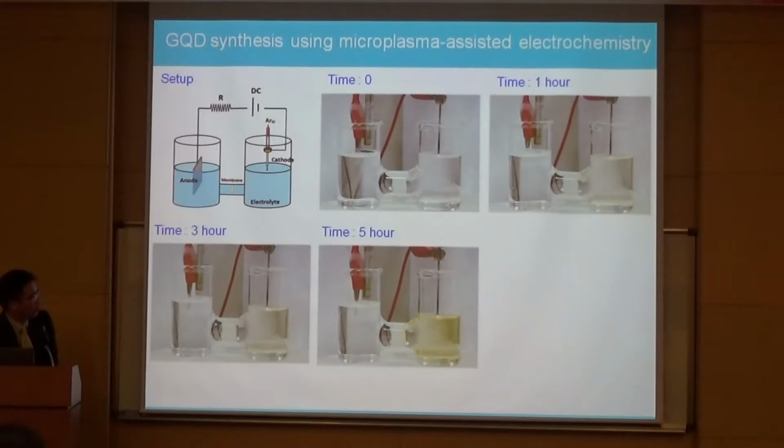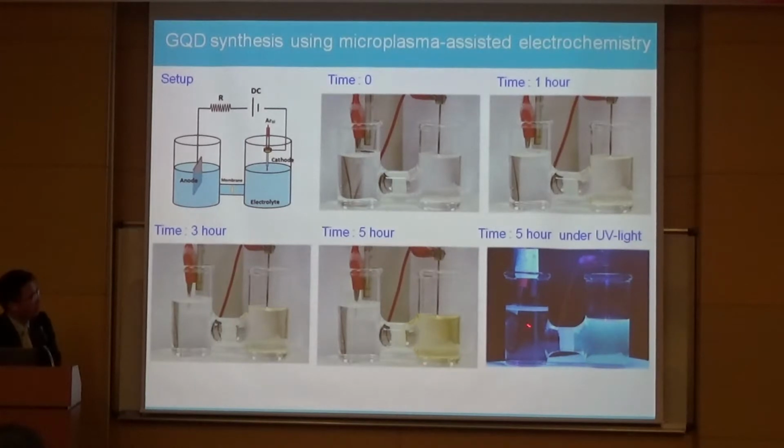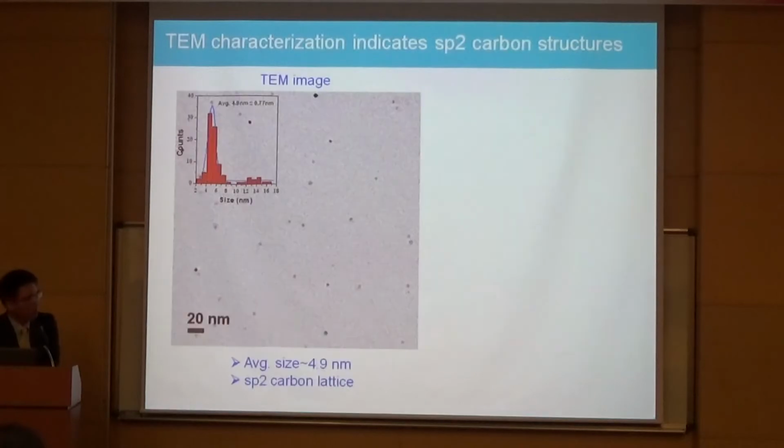If we want to prove that these are graphene quantum dots, according to the theory, they should have emission. So under the UV light, you can see this cell has the blue emission, meaning that we generate something with blue emission. To convince you that it's the graphene quantum dot structure, we do the TEM study. As you can see, the particles here are very tiny. According to the histogram analysis, the average size is about 4.9.